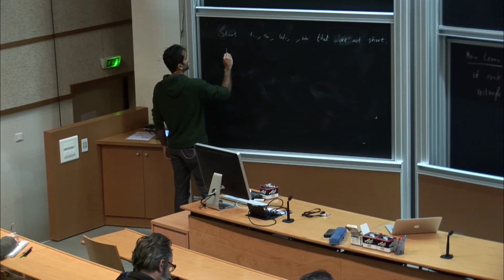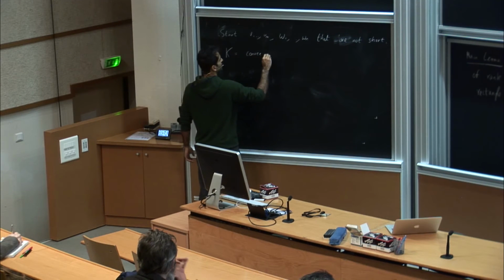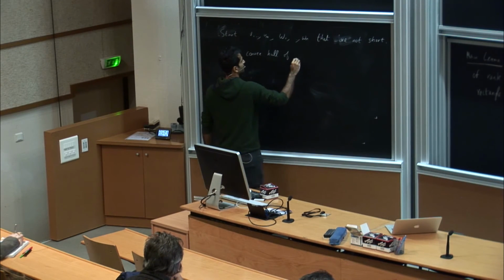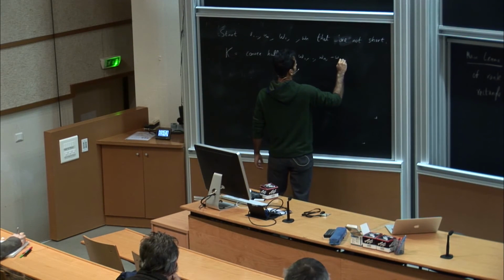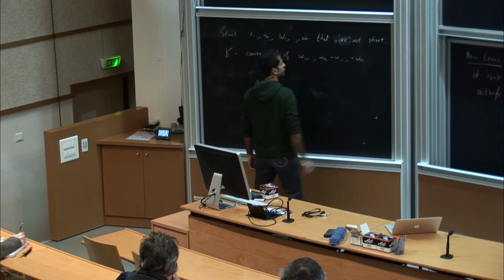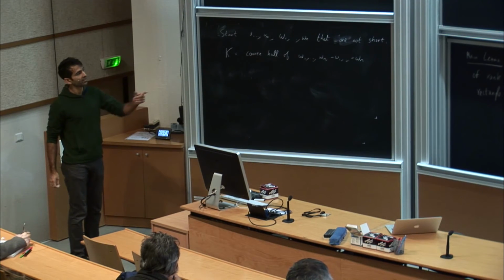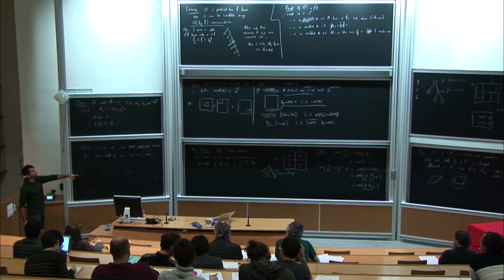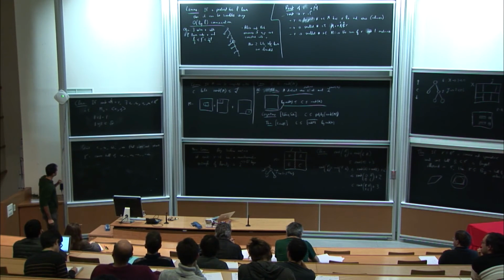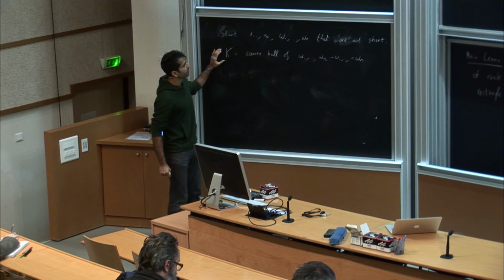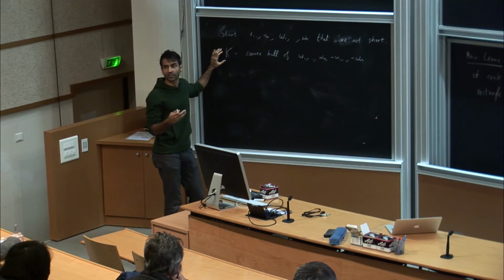And then you set K to be the convex hull of W1 through Wn and minus W1 through minus Wn. So K is a symmetric convex body. It almost fits John's theorem, but not quite. The largest ellipsoid that's contained in it may not be the unit ball.